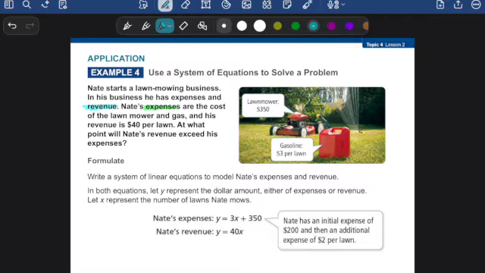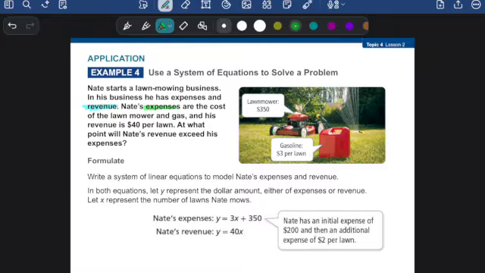So before we can figure out when he starts making a profit, we need to find the break-even point. Where is the point where his costs or his expenses are the same as his revenue? Where are the two equations the same? That's the break-even point. So first we need to write the two equations.